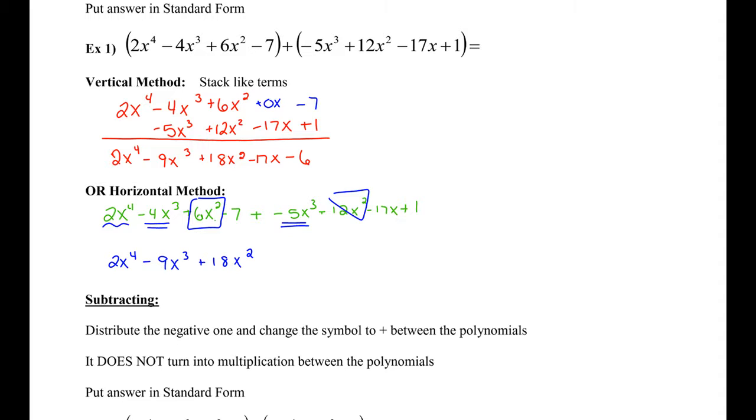Then I'm going to look at anything with just an x. And there's only one of those. And lastly, I'm going to look at my constant terms, so my -7 and my +1, which gives me the -6. So as you can see, our first two methods give us the same answer. You can use whichever method you like best, the vertical or the horizontal method.